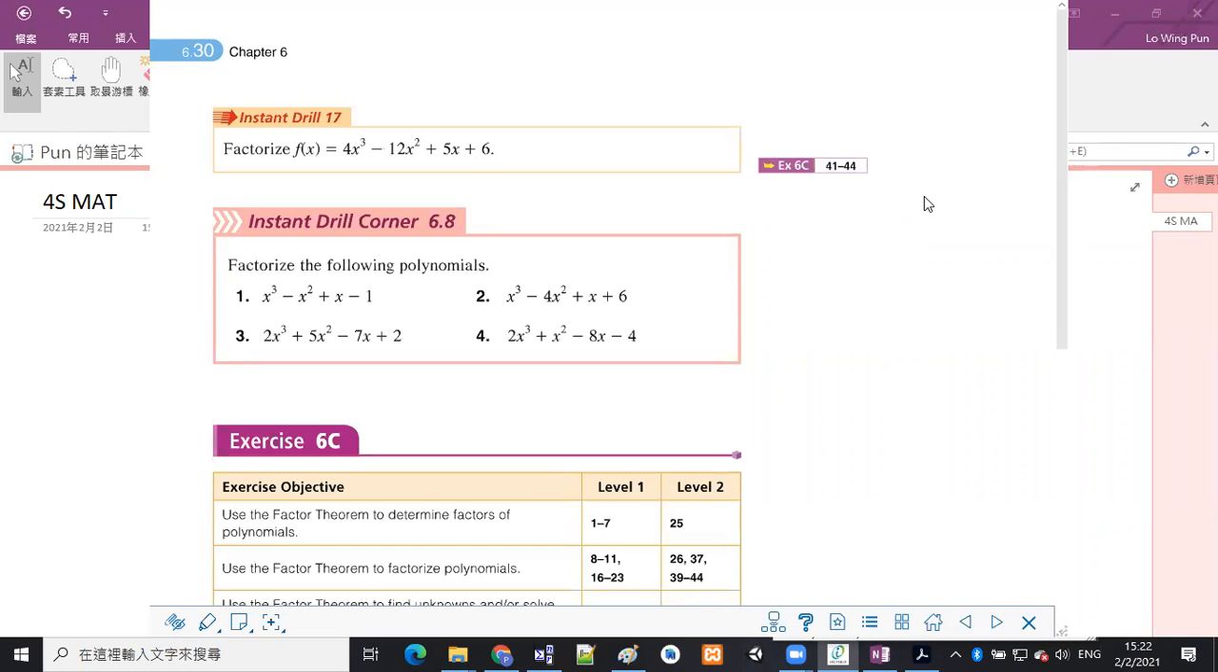And then you may use long division to find the second factor, the long bracket, or you may use the method 2 I taught you before to find the long bracket.